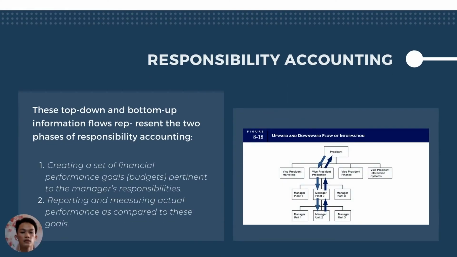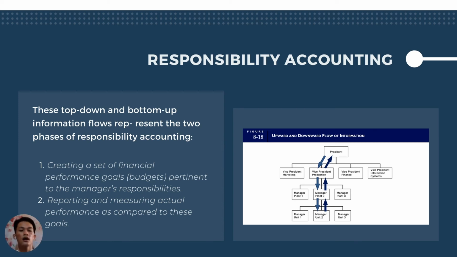Responsibility accounting has two phases. We have the top-down and then the bottom-up information. The first phase is creating a set of financial information goals, or the budgets, pertaining to the manager's responsibility, and then reporting and measuring actual performance as compared to these goals. So the first phase is intended for the top-down phase of the responsibility accounting.